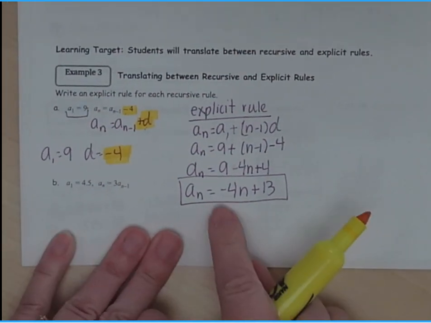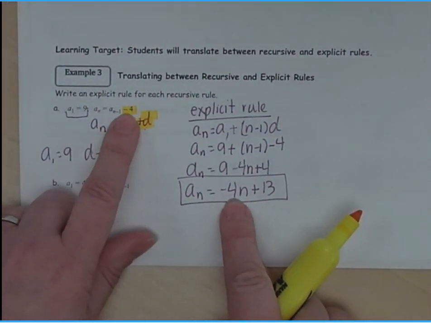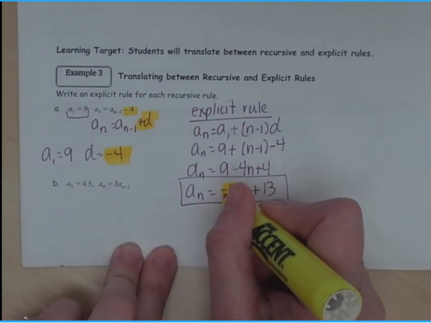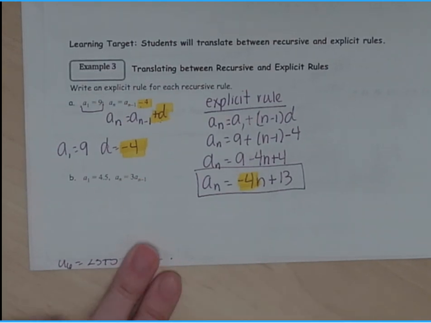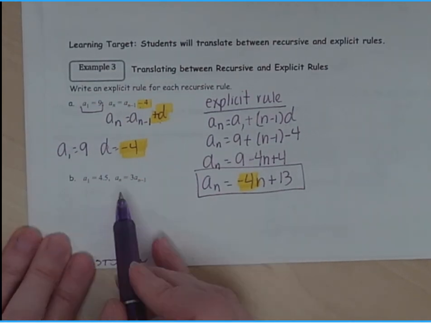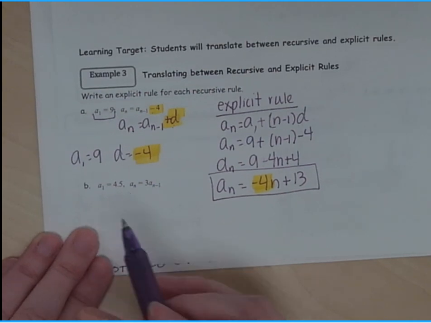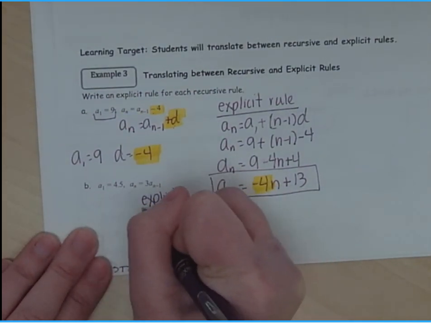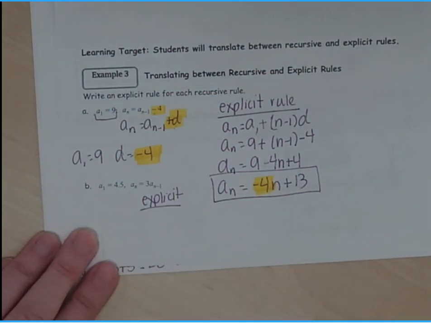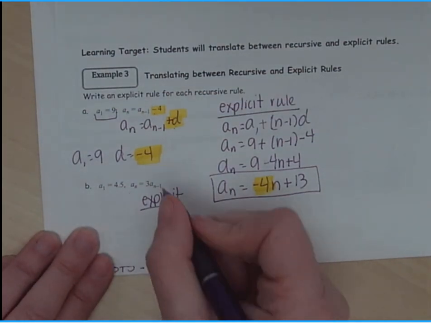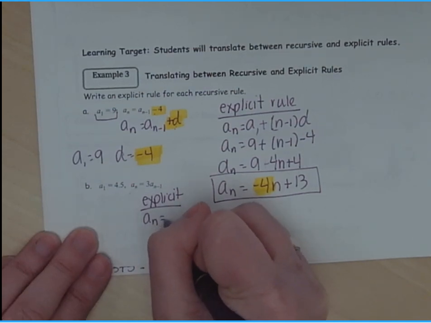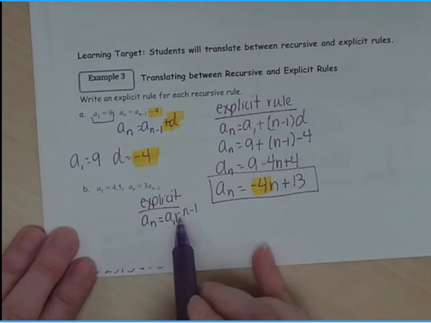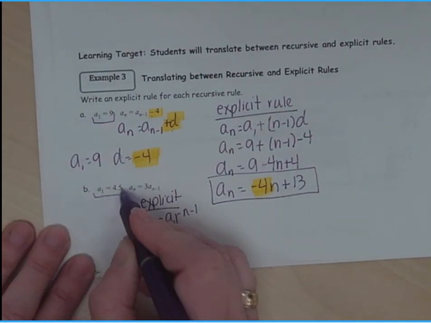I want to point something out. Look at what my coefficient is. Yeah, the coefficient in the explicit rule here is your common difference. Pretty cool, huh? All right, let's take a look here. So I want the explicit rule given the recursive rule. So that means I have a of n equals a of 1 times r to the n minus 1. So, well, here's this.